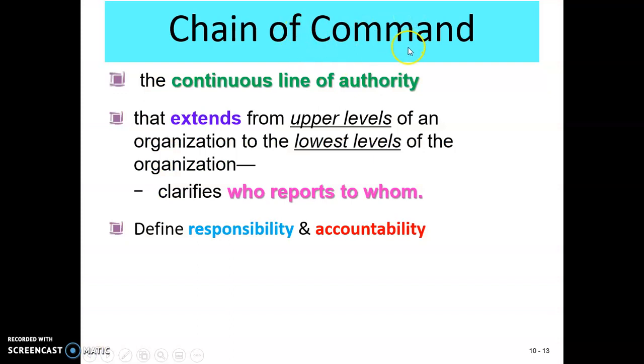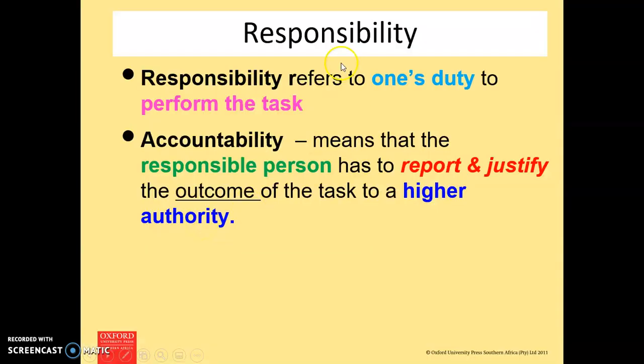Responsibility under chain of command refers to one's duty to perform the job. Accountability, however, refers to the obligation to report to the person above and justify the outcome of the task to a higher authority. So basically, responsibility refers to the duty to perform the task, and accountability means that the responsible person has to report and justify the outcome of the task to a higher authority.